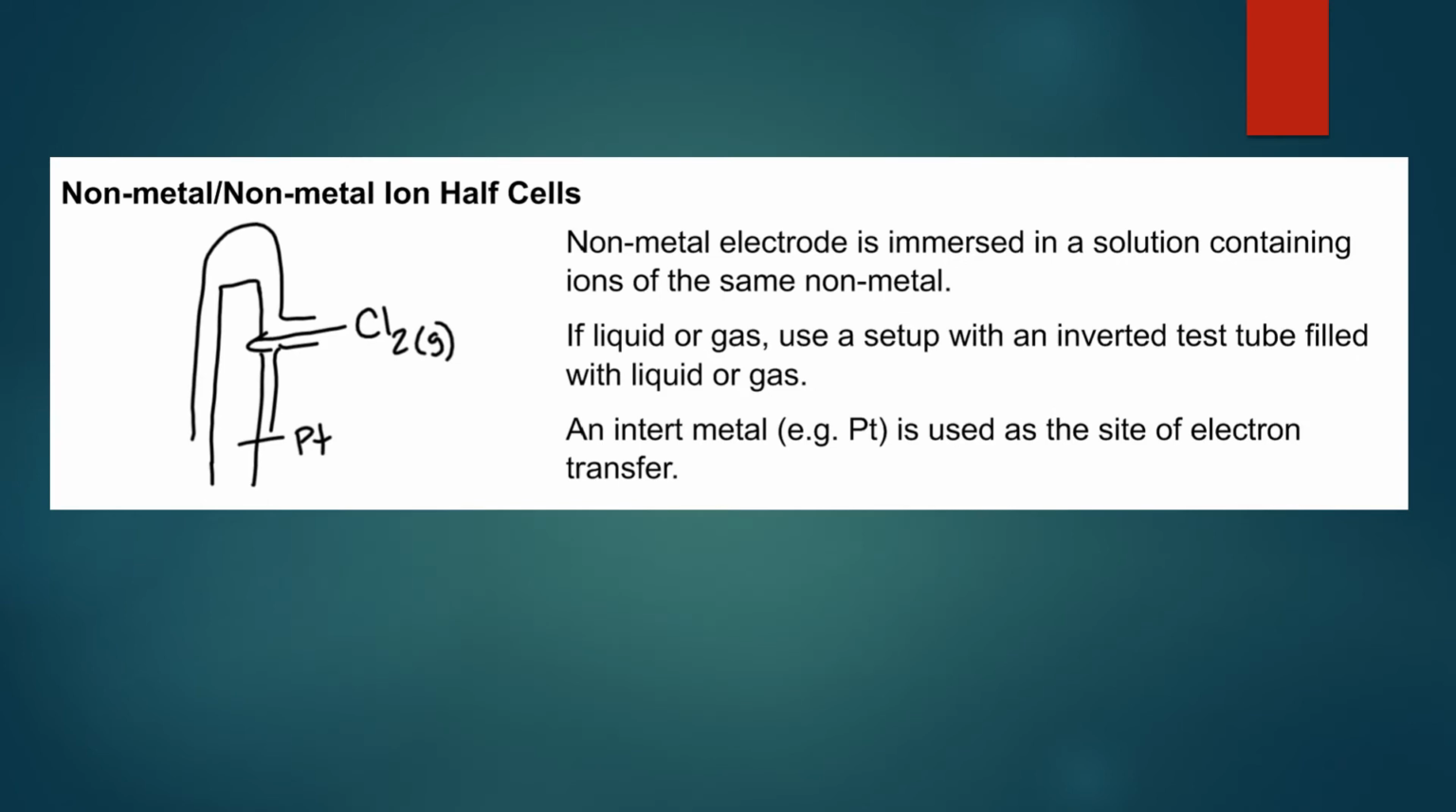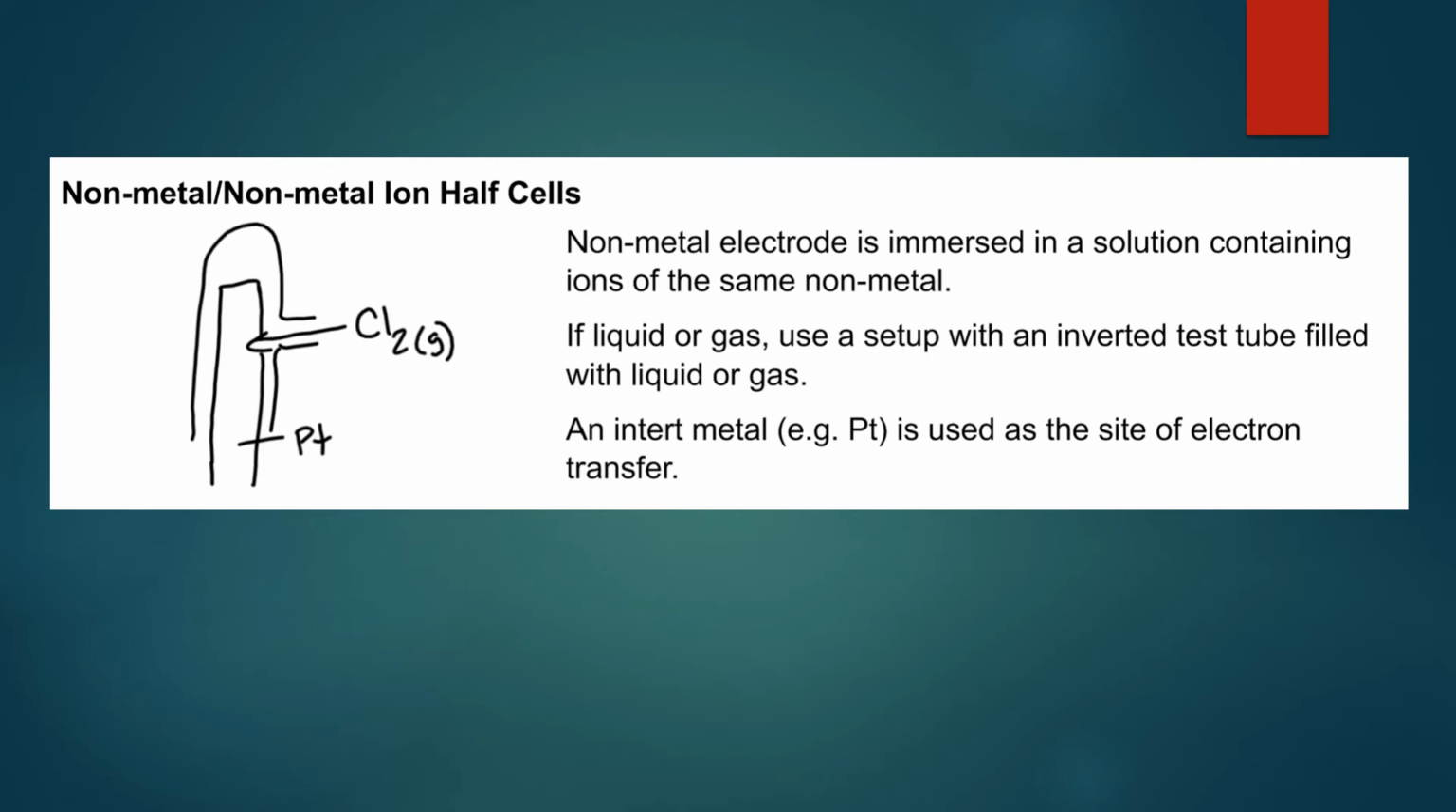Finally, looking at non-metal ion half cells, we can do this with a non-metal electrode as well. What you do with a non-metal electrode is immerse it in a solution that has ions of the same non-metal. So if I'm using chlorine gas, for example, here, I'll immerse that in a solution that has chloride ions. And if we're using a liquid or a gas, we're going to use some sort of setup with an inverted test tube that's filled with that liquid or gas, and then using an inert metal like platinum or carbon to use as the site of electron transfer. So that's a way of doing it as well.